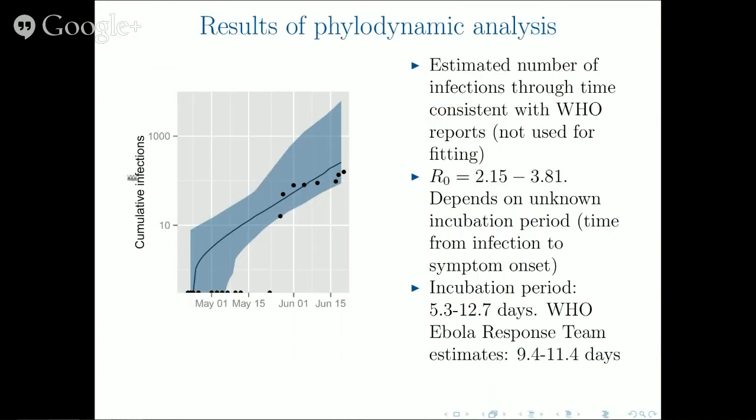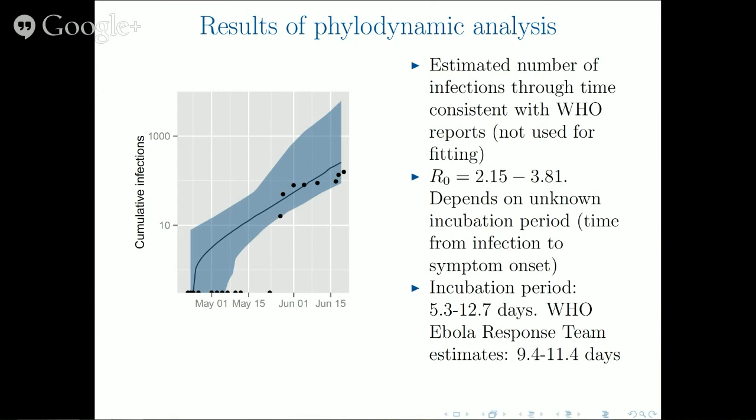All right, so I'm going to start the presentation with actually one of the main results. This shows the estimated number of cumulative infections through time, estimated from the timestamp phylogenies. The shaded region shows the 95% credible interval. The black line shows the median estimate, and the black points show the cumulative infections reported by WHO. And those cumulative infections weren't used for fitting the model.